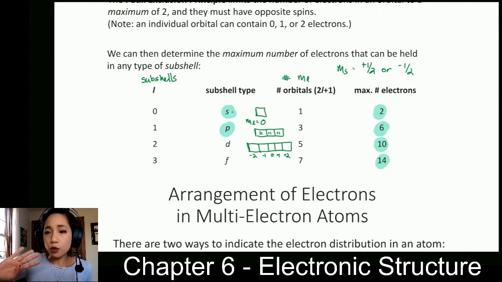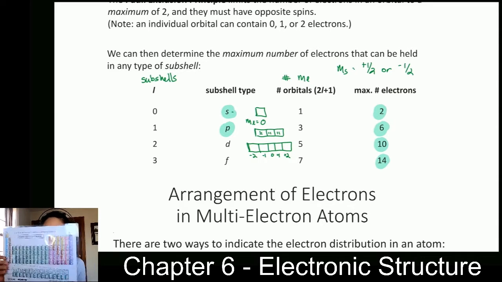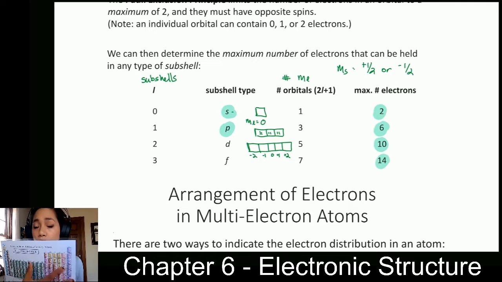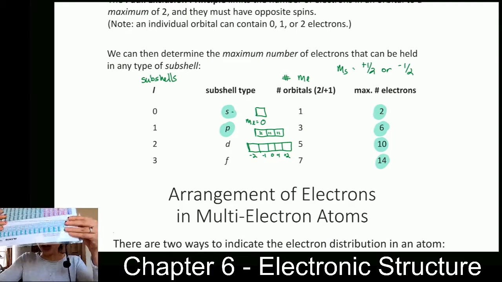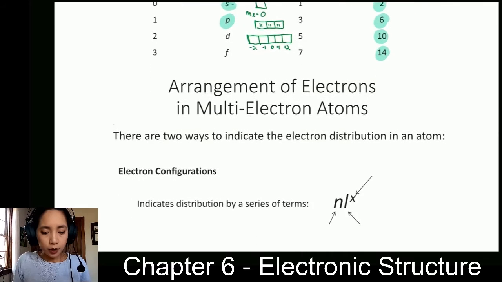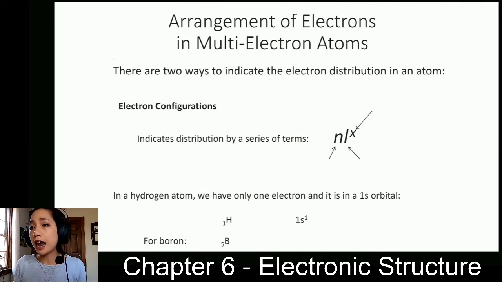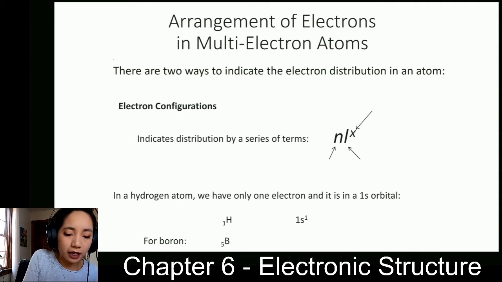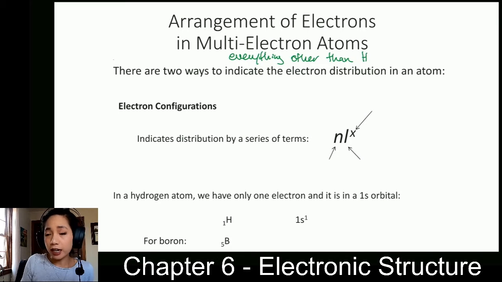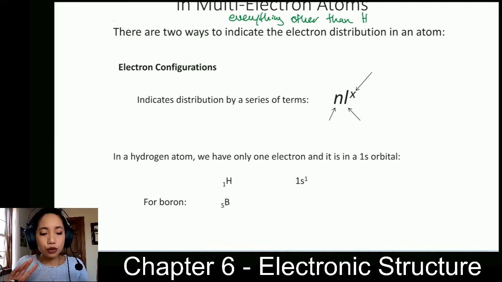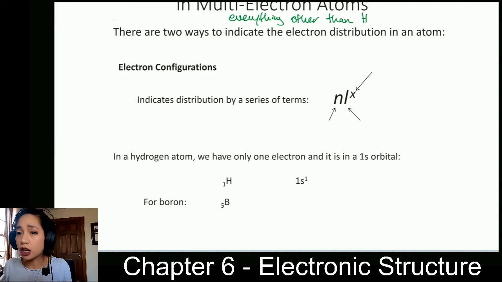So we're going to move away from the Bohr model of the hydrogen atom and start talking about elements and how electrons are arranged within all of our different elements on the periodic table. So have your periodic table handy, because we'll need that, because we're going to be talking about electron configurations and how electrons arrange themselves within atoms, multi-electron atoms, essentially meaning everything other than hydrogen. So we're moving away from the Bohr model of the hydrogen atom, and we're talking about elements now. So there's 2 different ways we can talk about arranging electrons within an atom.